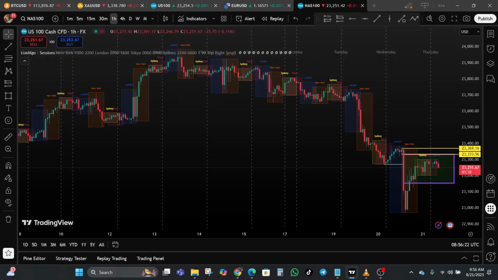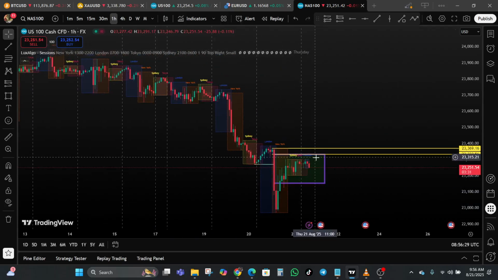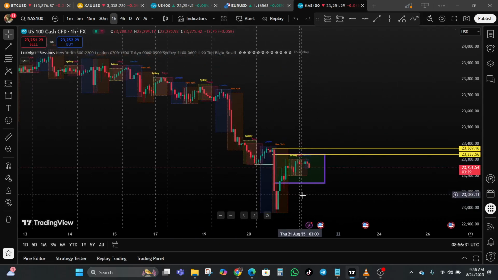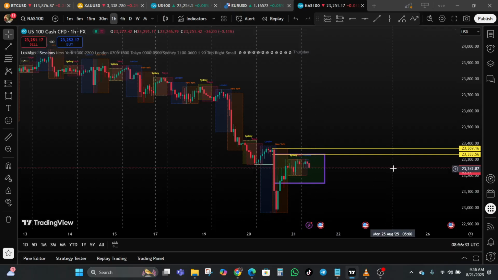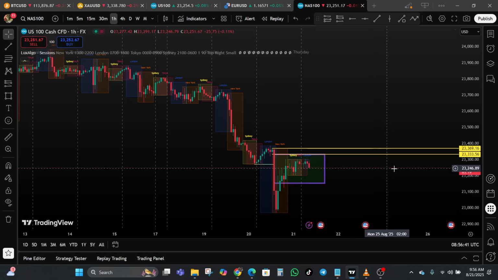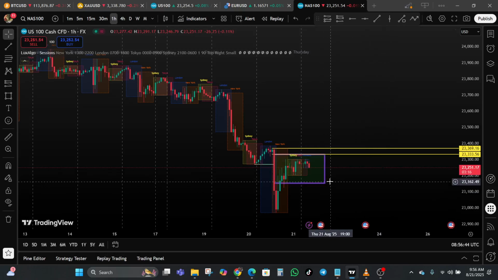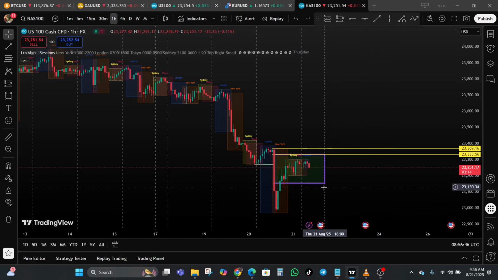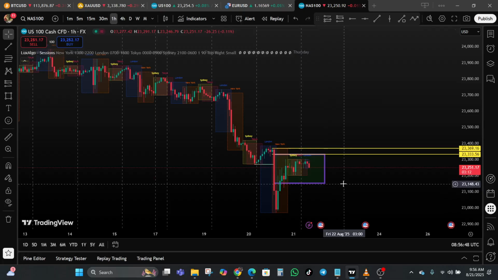So how do you put this together? First of all, you map out liquidity levels, previous day's highs and lows, session highs and lows, and areas where stops are likely resting. Second, you look for order blocks or fair value gaps near these liquidity zones. Third, you wait for displacement to confirm that smart money has entered the market. And finally, you align this with session timing to find the best windows for execution.